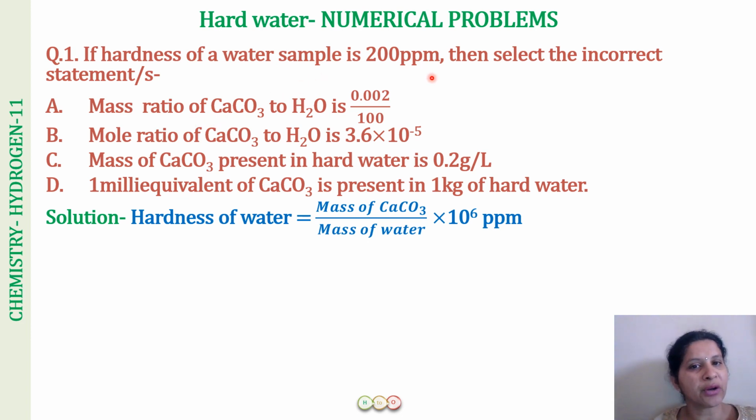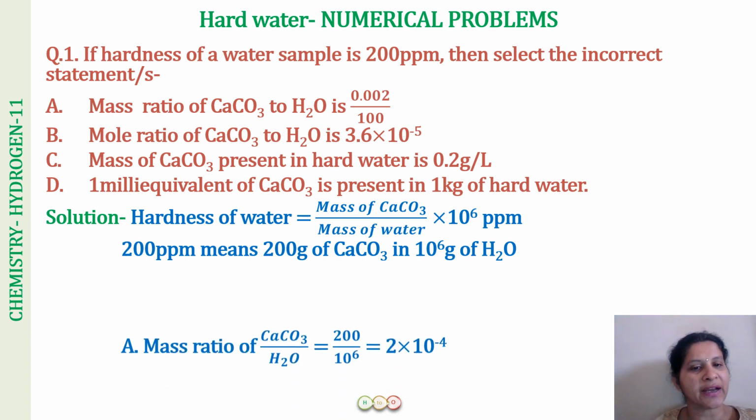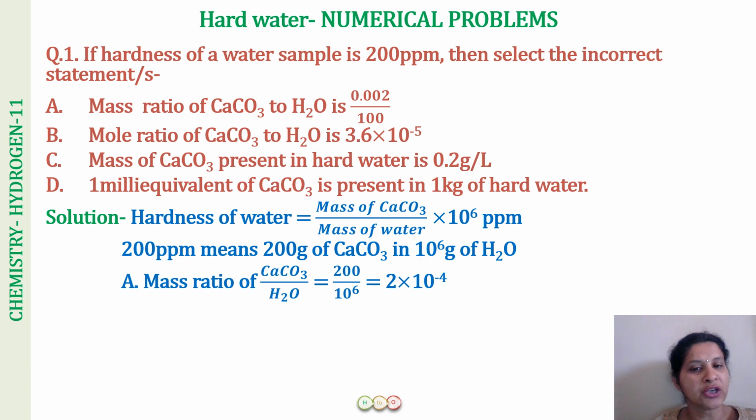Can we get this from the 200 ppm value? What 200 ppm means is that 200 gram of calcium carbonate is present in 10 power 6 gram of water. So the mass of calcium carbonate is 200 gram and the mass of water is 10 power 6 gram. Just find the ratio of these two. So the value you will get is 2 into 10 power minus 4.